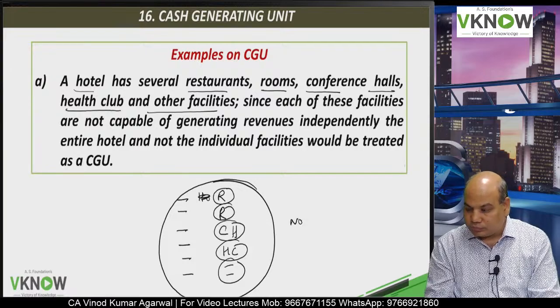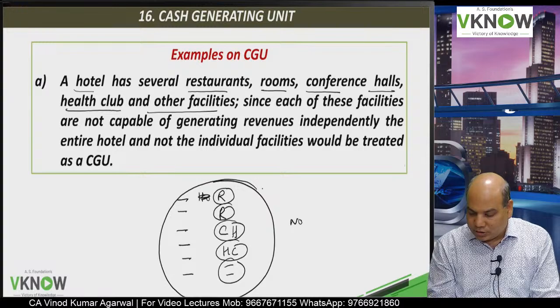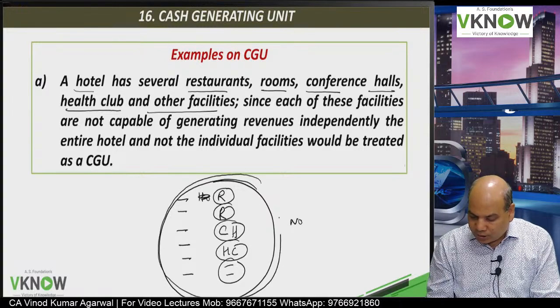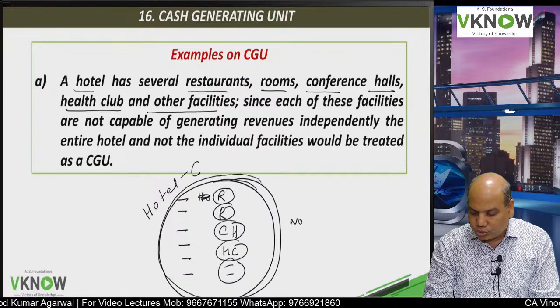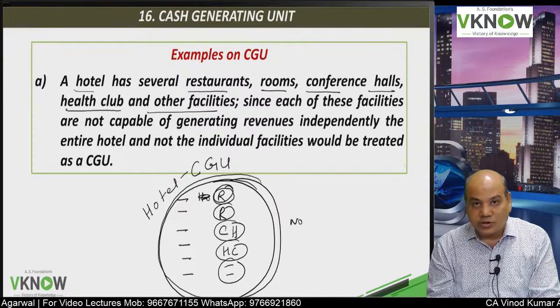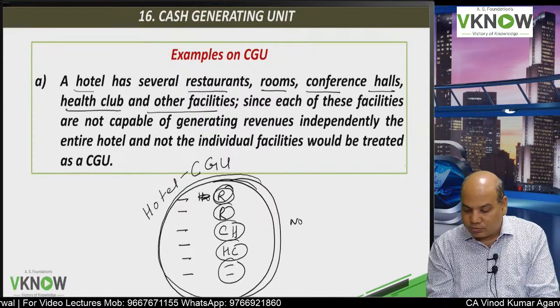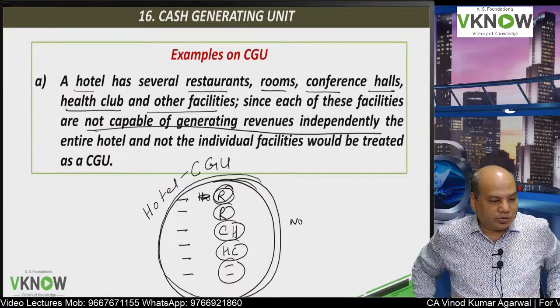The answer is no. So if I have to apply the impairment testing, I will have to apply the impairment testing for the entire hotel. So the hotel is the cash generating unit because rooms do not generate independent cash flow. They depend on other activities also.